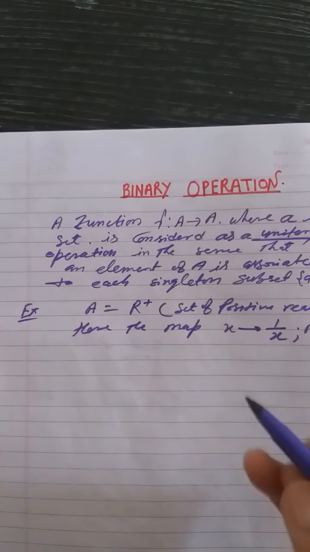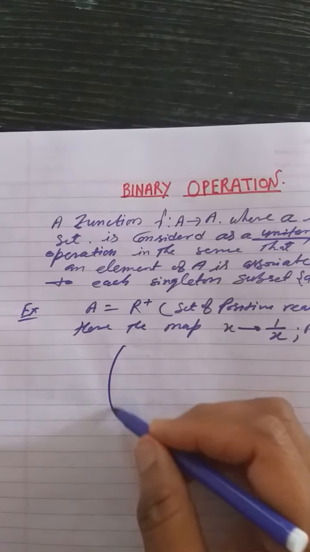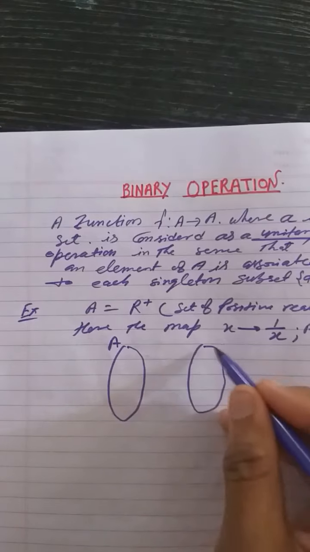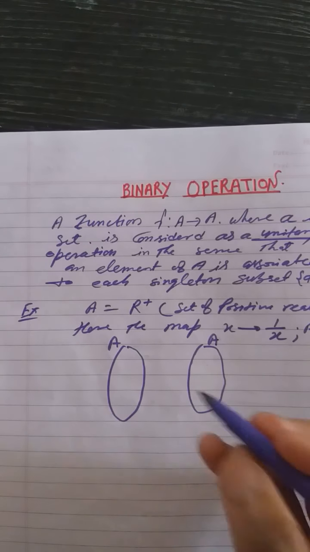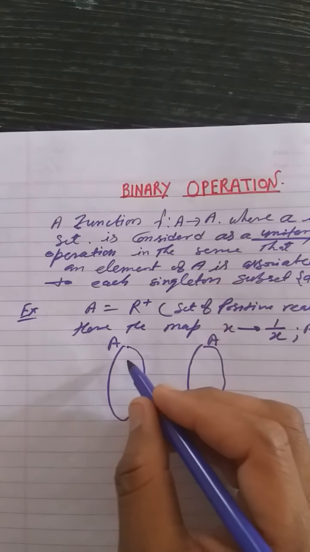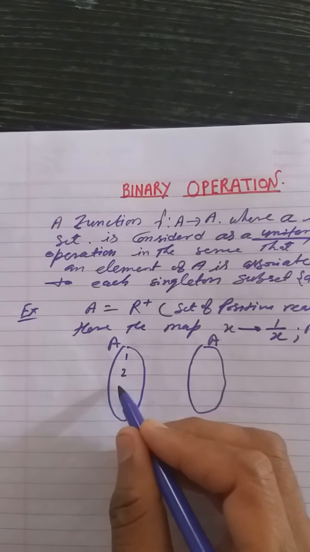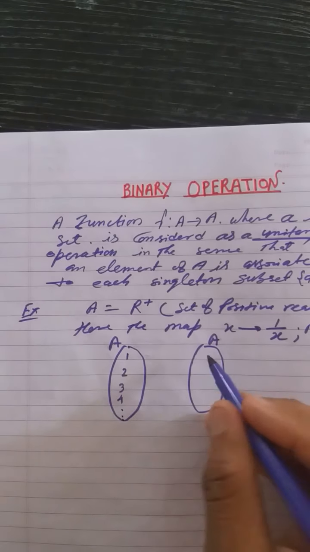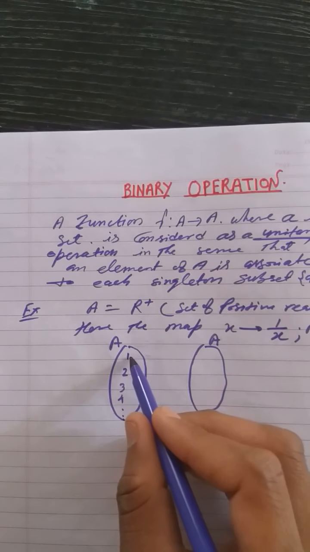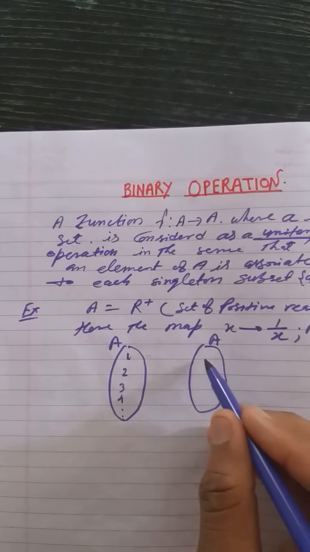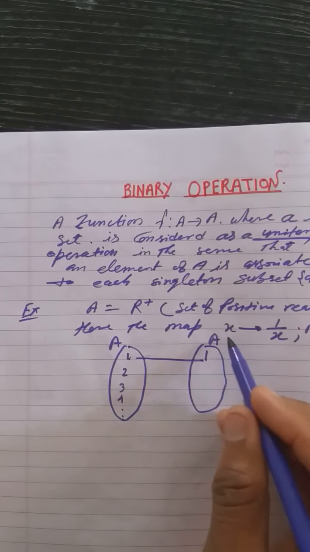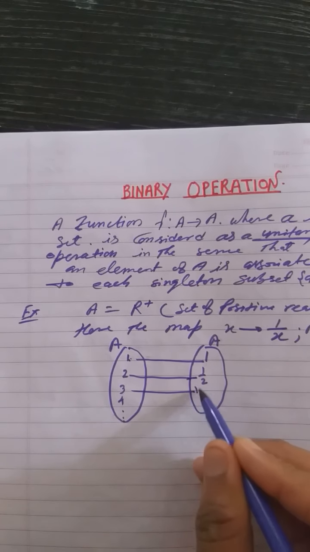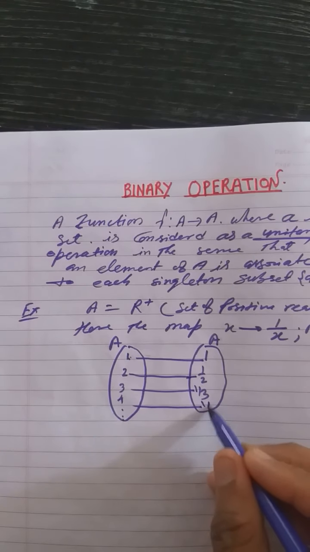Why? We have a function A to A, where A is a set of positive real numbers. Let us suppose I have 1, 2, 3, 4 and so on, many positive elements inside A. The mapping of 1 is the reciprocal of 1, which is 1. The mapping of 2 is 1 by 2, 3 is 1 by 3, 4 is 1 by 4.